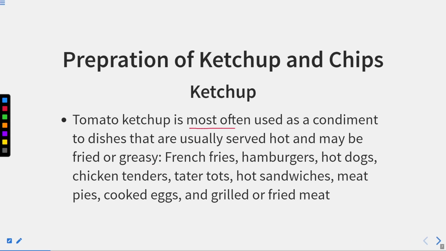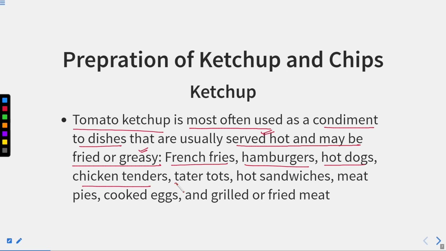Tomato ketchup is most often used as a condiment to dishes that are usually served hot and may be fried or greasy. So the foodstuffs that are quite fried and greasy, right? And served hot also, then we serve them with tomato ketchup. French fries, hamburger, hot dogs, chicken tenders, tater tots, hot sandwiches, meat pies, cooked egg, and grilled or fried meat. For consuming these foods, we require ketchup, tomato ketchup.